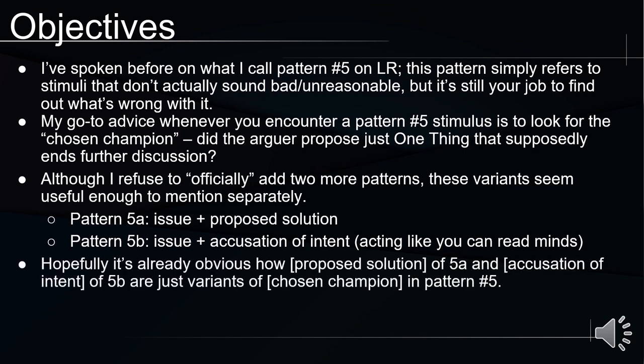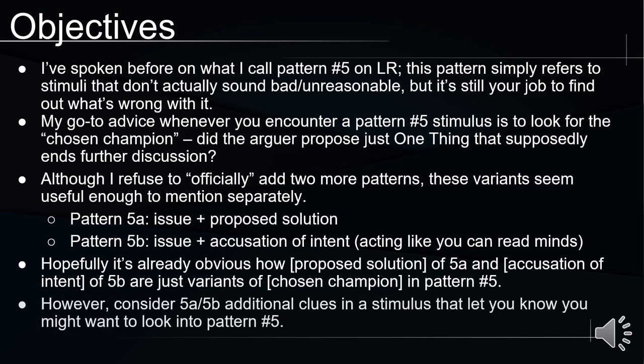Hopefully, it's already obvious how the proposed solution bit of 5A and the accusation of intent bit of 5B really are just variants of the chosen champion abstract solution that I have for pattern number 5. And you can do both of the questions that I will discuss today purely with the pattern number 5 reasoning that I've provided before. However, consider the pattern 5A and 5B just the additional clues in a stimulus that let you know that you might want to look into pattern number 5.